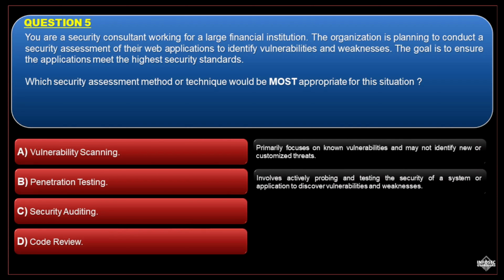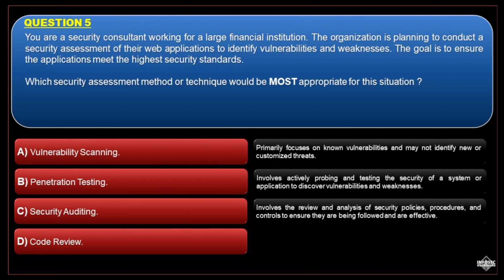Option B. Penetration testing. Penetration testing, also known as ethical hacking, involves actively probing and testing the security of a system or application to discover vulnerabilities and weaknesses. It is a more comprehensive and hands-on approach compared to vulnerability scanning. In this scenario, where the goal is to ensure the highest security standards for web applications, penetration testing would be the most appropriate choice, as it simulates real-world attack scenarios and provides a thorough evaluation of the application's security posture. Option C. Security auditing.